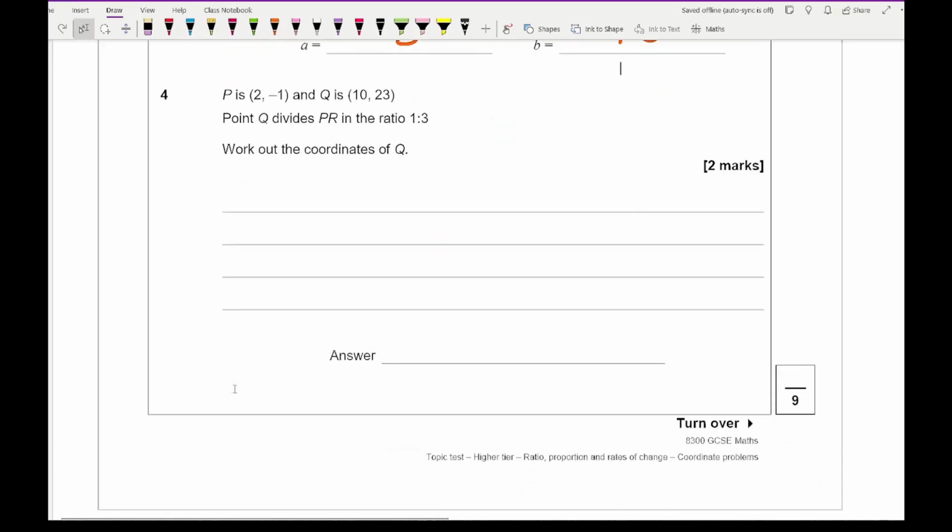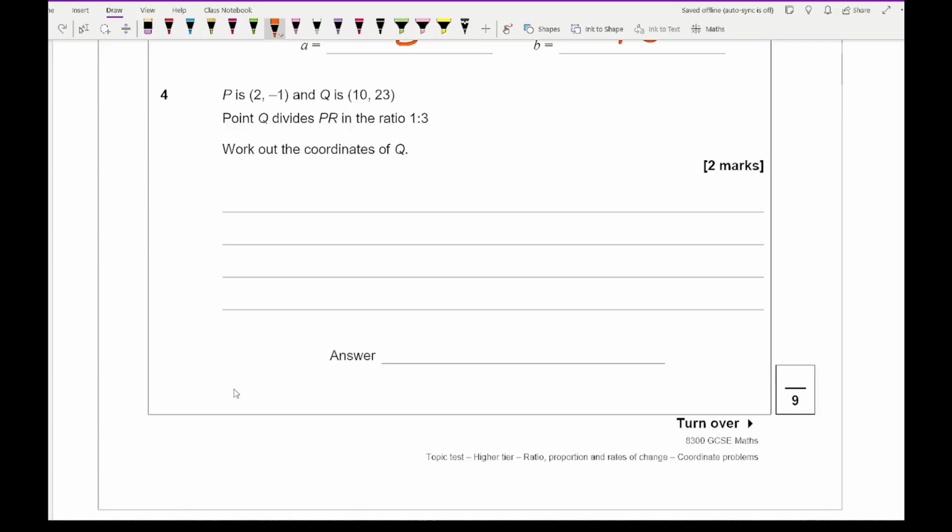Then moving on to question 4, it says P is (2, -1), Q is (10, 23). Point Q divides PR in the ratio of 1 to 3. Work out the coordinates of Q. So looking at this, if we look at the distance of P.